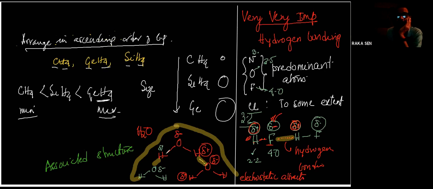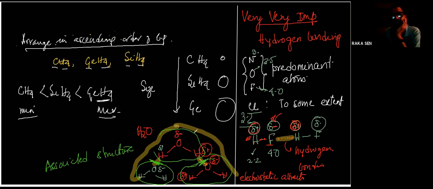Right? And when you have got this associated structure, suppose you want to break these molecules into the gaseous state, say for boiling. You need to separate this particular molecule from these particular molecules. You have to separate all these molecules from each other. Boiling is the gaseous state. That means all the molecules are independent. That means you have to break all these bonds.